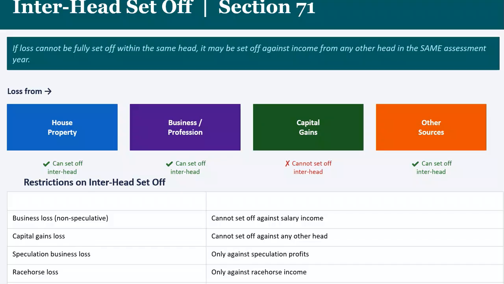Now let us come to inter-head set-off. Under inter-head set-off, there are two exceptions. First is business loss is not allowed to be set off against salary income, and there is no inter-head set-off allowed against capital gain loss, speculation business loss and race horse loss.